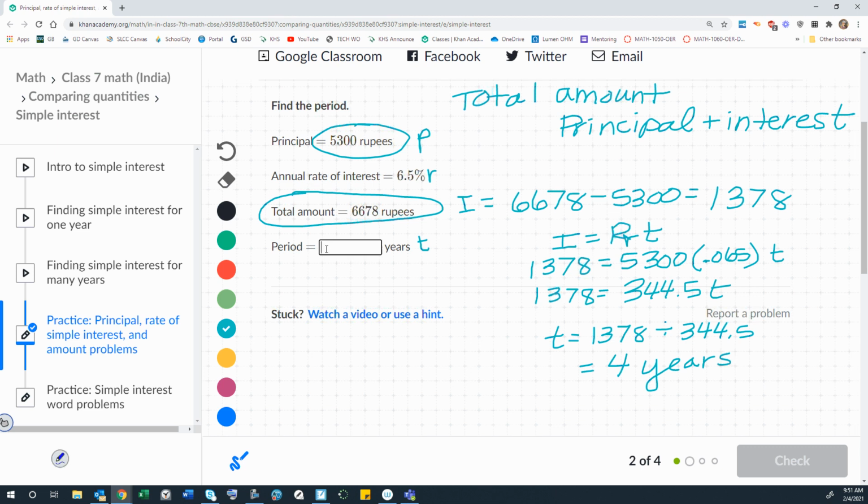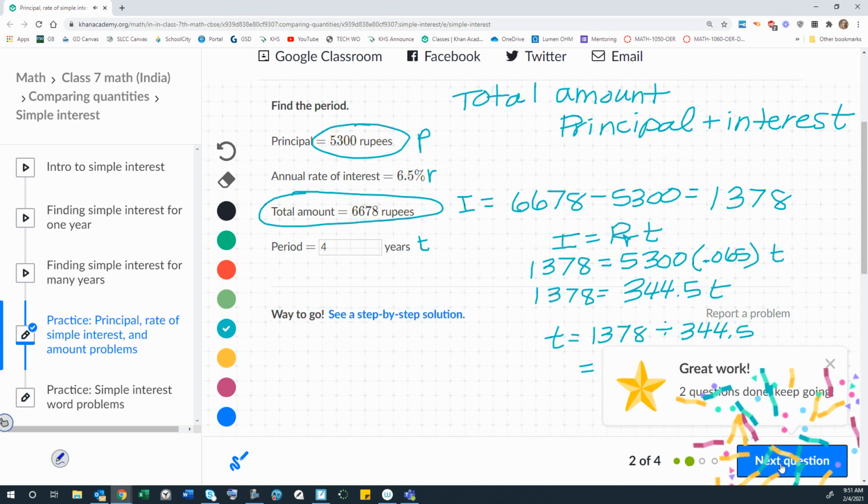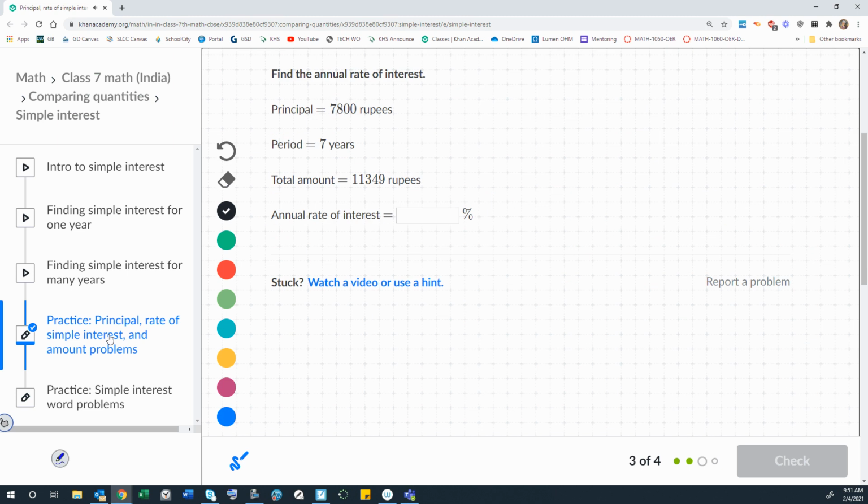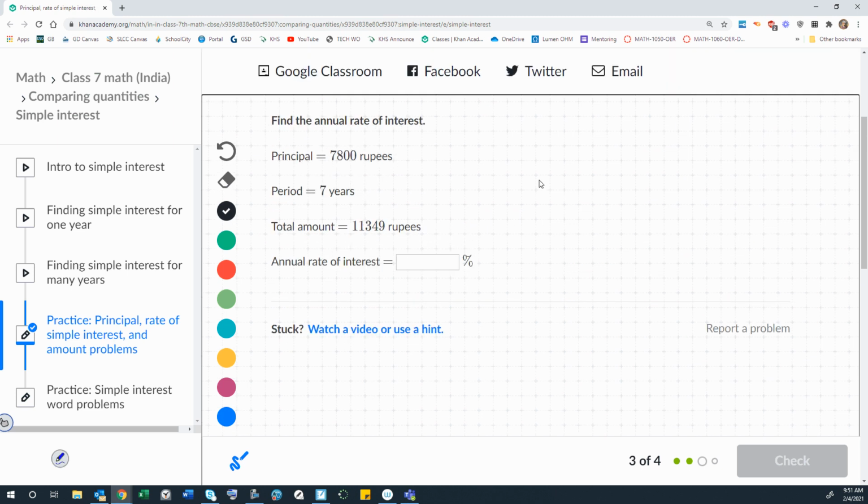So it's really just what we learned in the notes. It's just we have this extra step we have to use sometimes because they gave us the total amount to find the interest if we have the principal, or find the principal if we have the interest. Let's do one more of those.